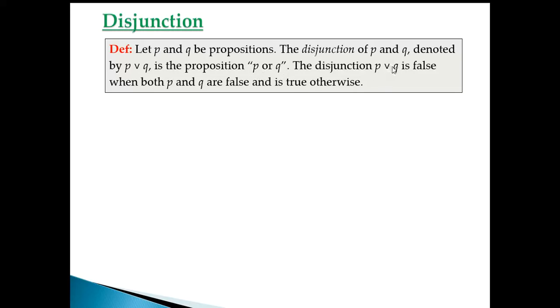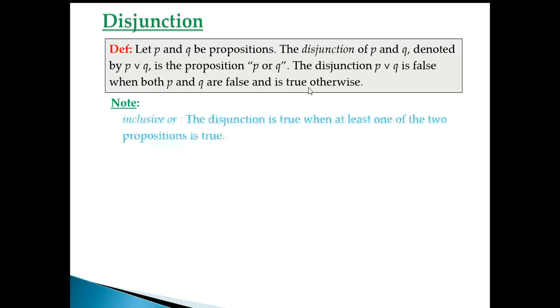So the disjunction P or Q, what will be its truth values? P or Q is false when both P and Q are false. Otherwise it is true. P or Q means either P is true or Q is true, so we have to include both cases. Our disjunction value is false when both P and Q are false. Otherwise, if at least one is true, its value is true.